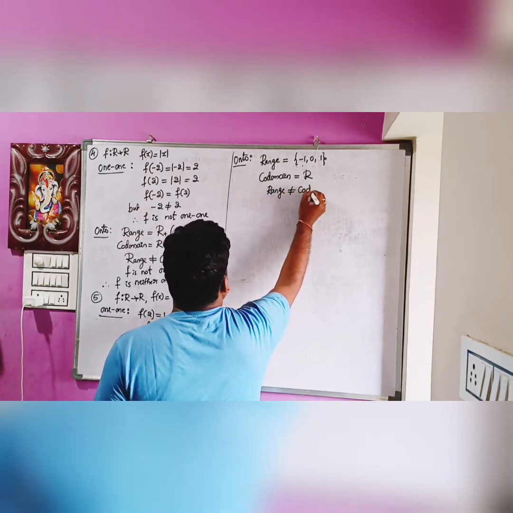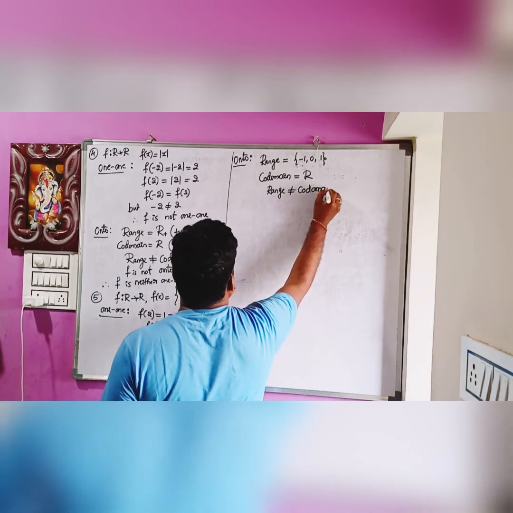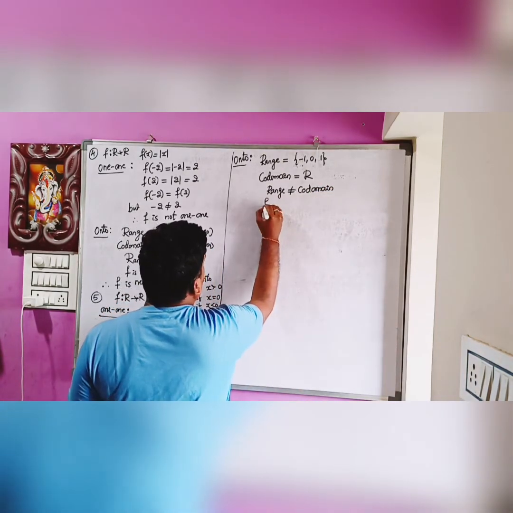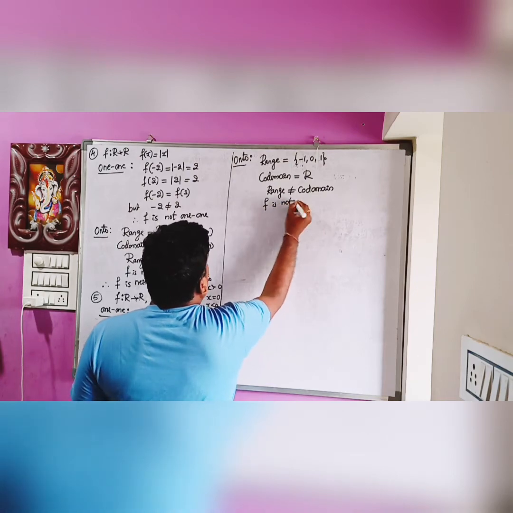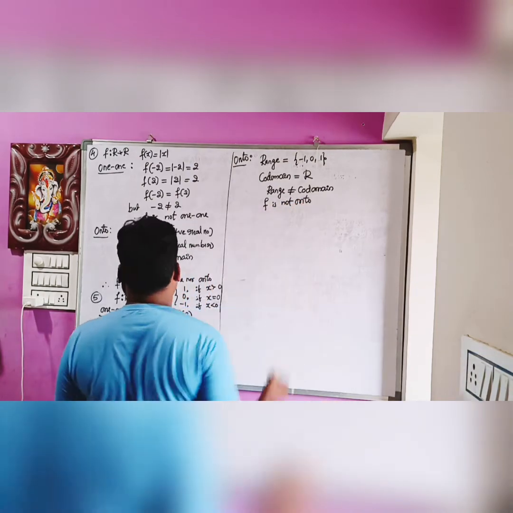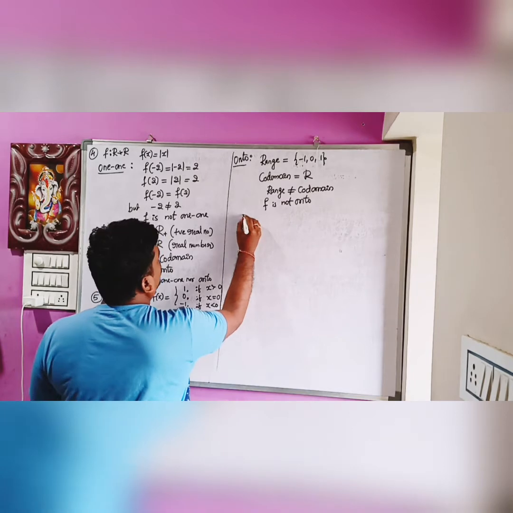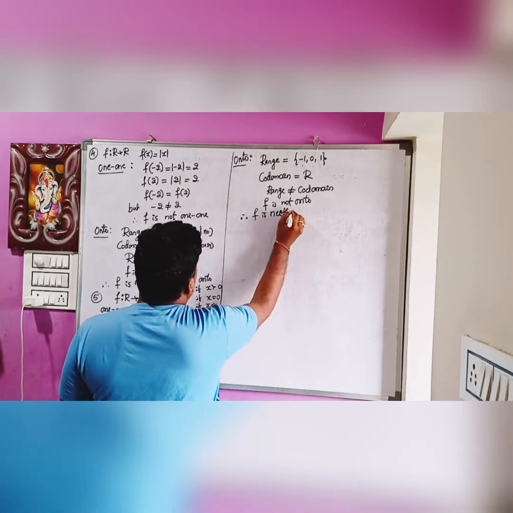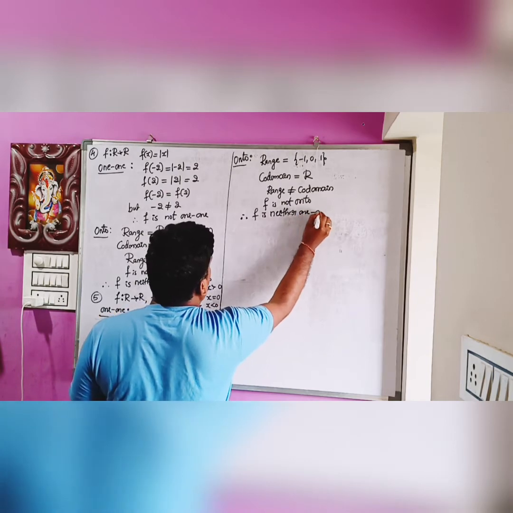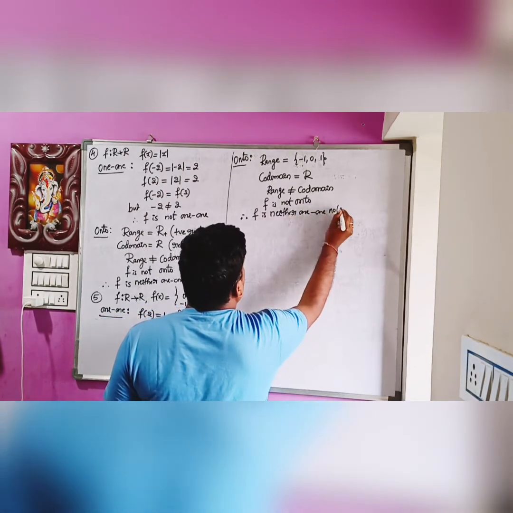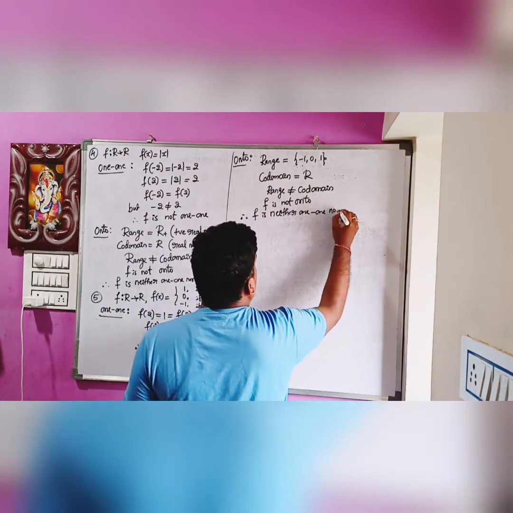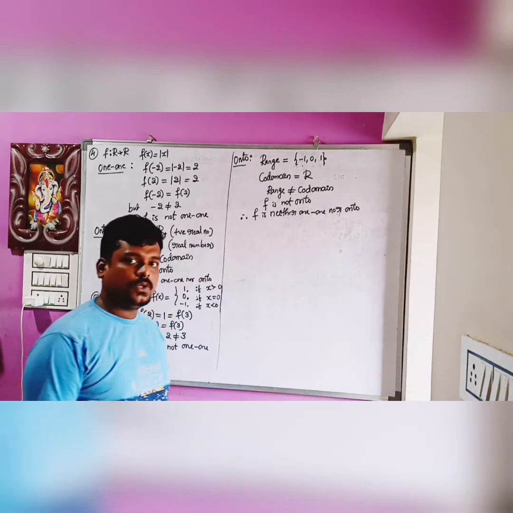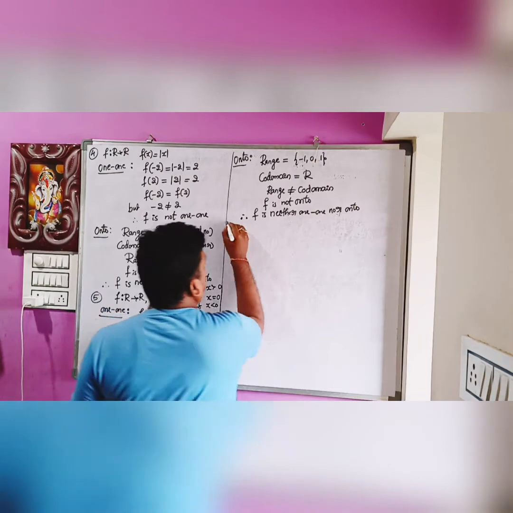If range is not equal to codomain, we can say F is not onto. So therefore F is neither 1-1 nor onto. F is neither a 1-1 nor an onto function.